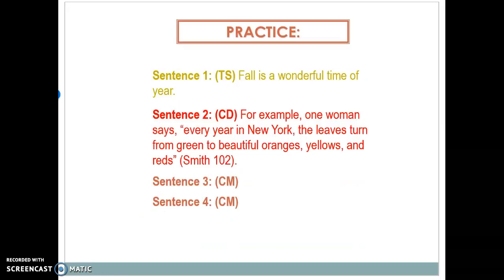Okay, now it's your turn. Here's a topic sentence for you. Fall is a wonderful time of year. Here is your concrete detail. For example, one woman says, every year in New York, the leaves turn from green to beautiful oranges, yellows, and reds. Now, based on your topic sentence and your concrete detail, write 2 original sentences of commentary that connect to this paragraph. Go ahead and pause and come back.